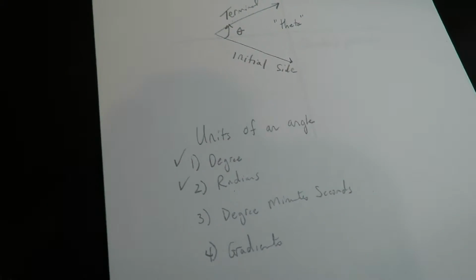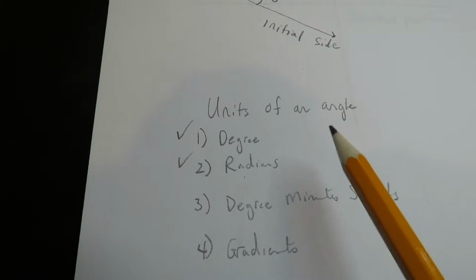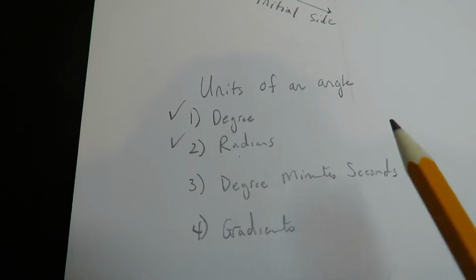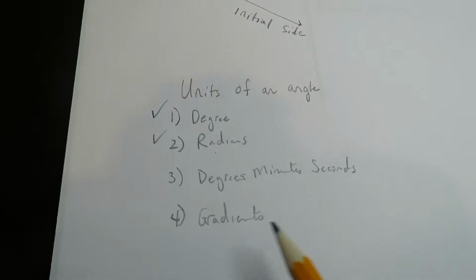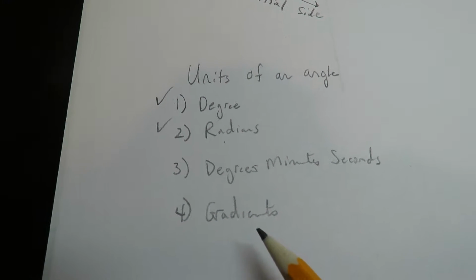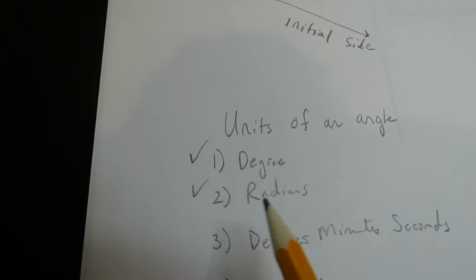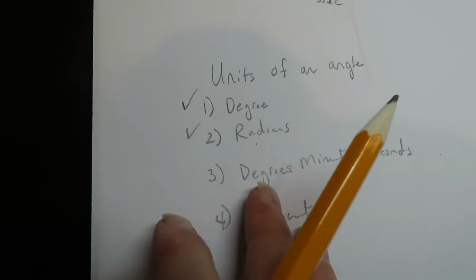When you talk about theta, there's a couple different units that you can use for an angle. There are degrees, radians, degrees-minutes-seconds, and what's called gradients. We're going to stick to degrees and radians, so I'm going to run through that with you briefly now.